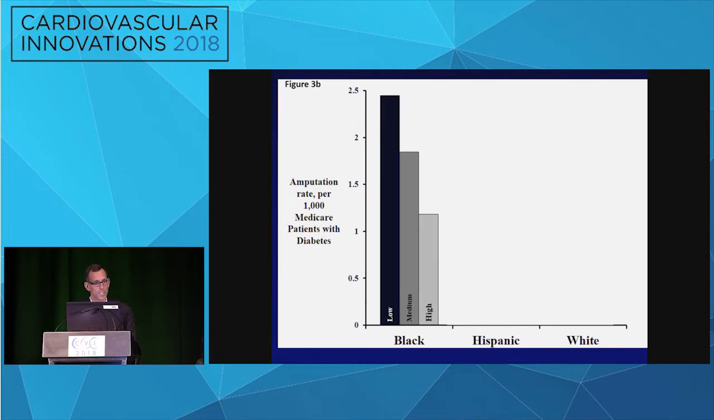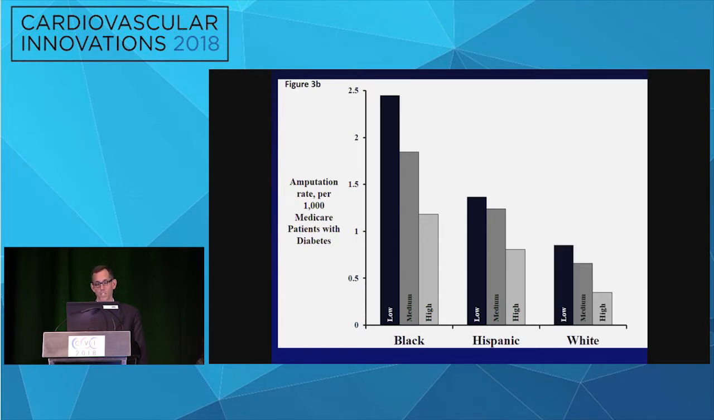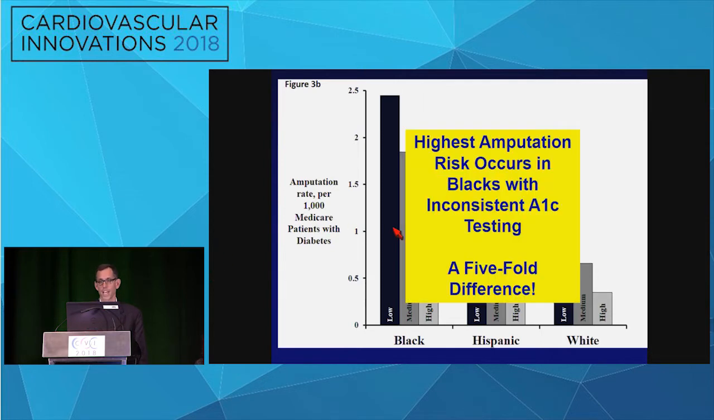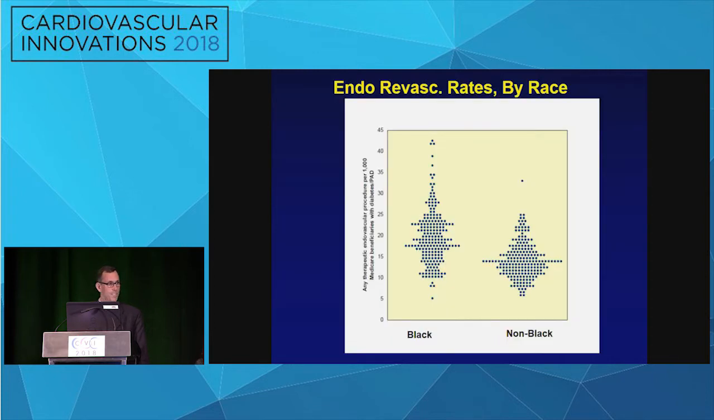Those patients with low consistency testing, those who were not getting consistent A1C testing over time, had much higher rates of amputation. And that difference was much more important for those patients who are African American, as you can see here. So the highest amputation risks occurred in Black patients with inconsistent testing, and this showed a 5-fold difference, unfortunately, for that population. What about access to revascularization?